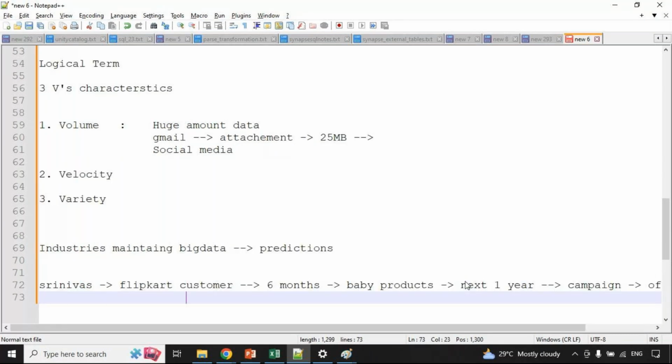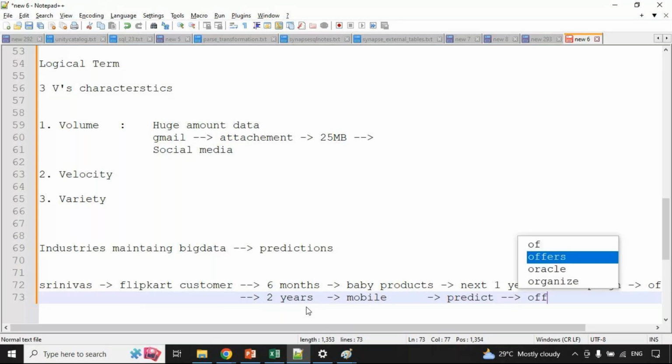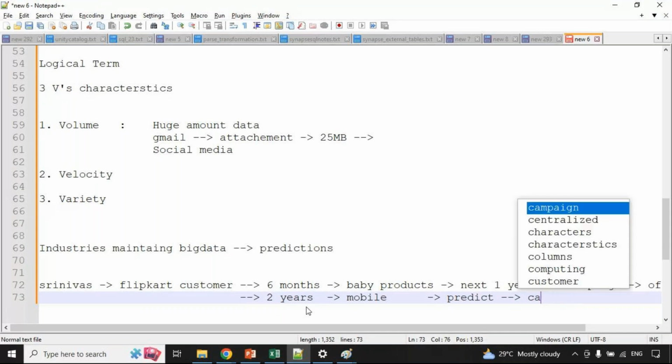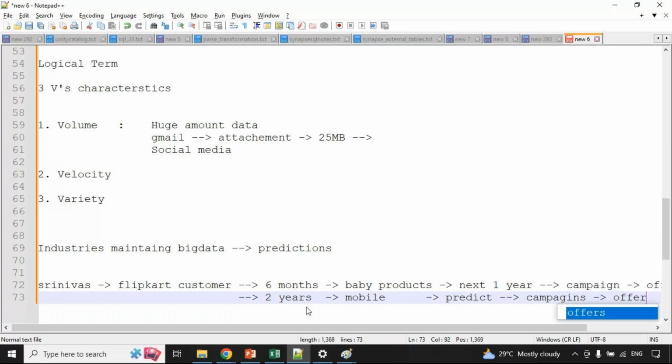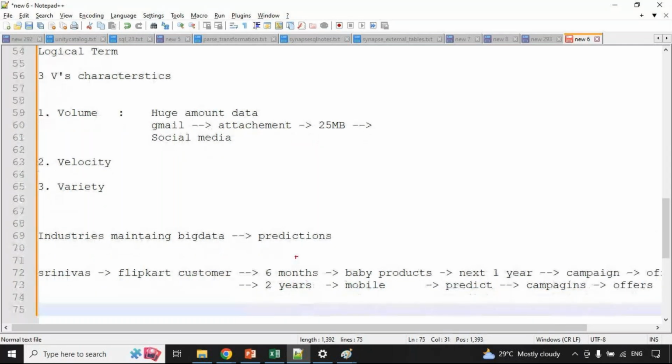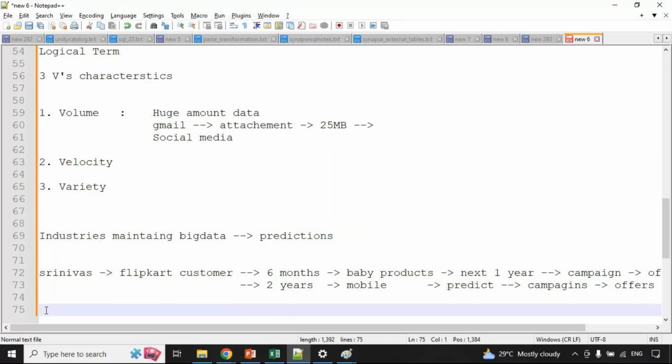Because of my 6 months of data, they predict that. Suppose they maintain my 2 years of data, and 2 years back I purchased a mobile, then they can predict that this customer may change the mobile now. They will run campaigns and I will get offers accordingly. So by maintaining a huge amount of data, they can make more predictions about the customer. Consider one more example, ICICI Bank. I have a credit card.